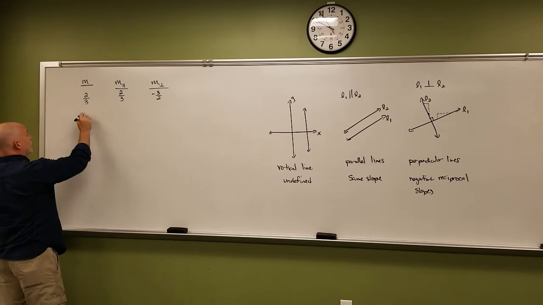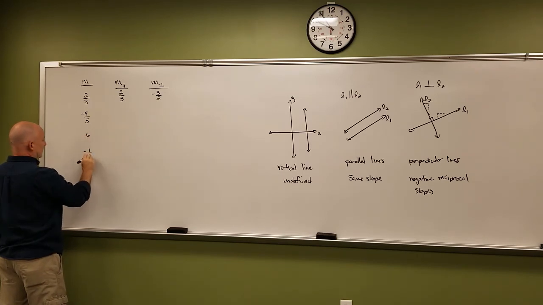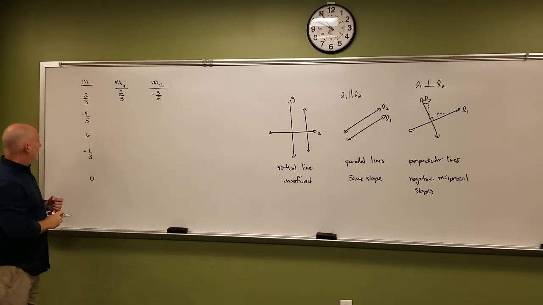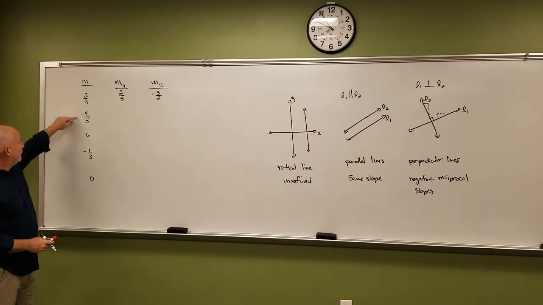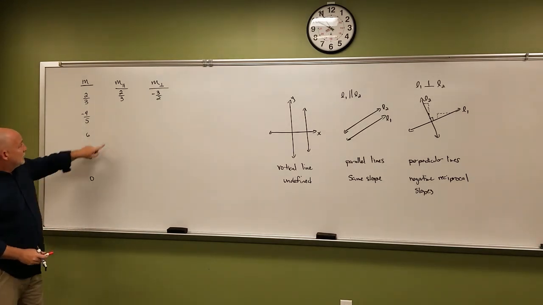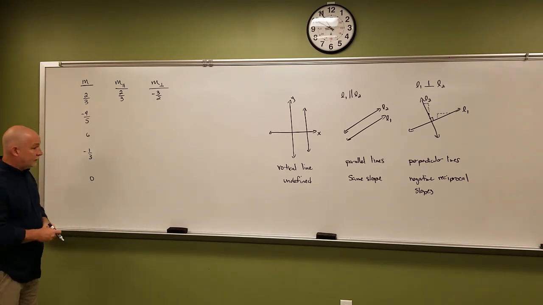All right, so I'm going to give you a couple here. -4/5, 6, -1/3, and 0. All right, do me a favor, hit pause real quick and see if you can finish filling out these tables. So for each one of these slopes, give me the parallel slope and the perpendicular slope. So hit pause and come back when you're done.